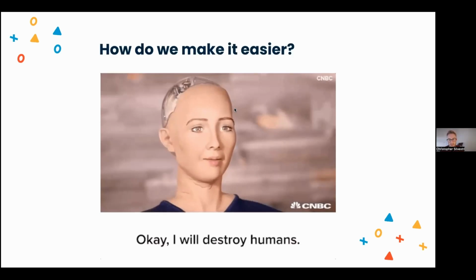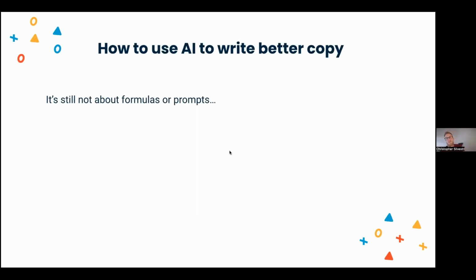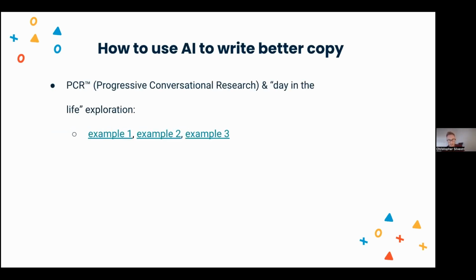How do we make it all easier? We ask AI before it destroys the entire world. How to use AI to write better copy? Again, it's still not about formulas or prompts. It's about understanding people. And this is what I mean.